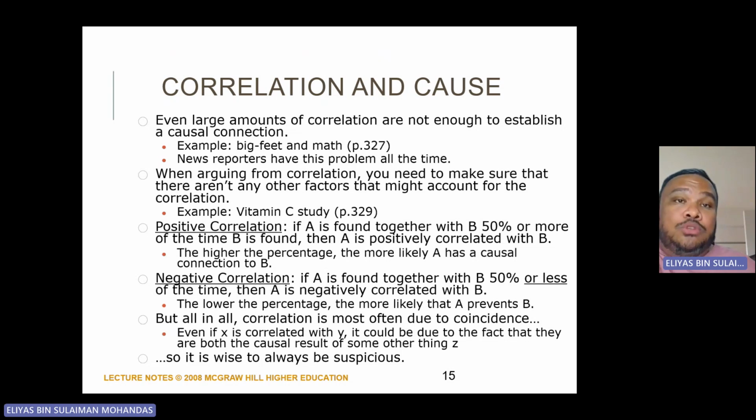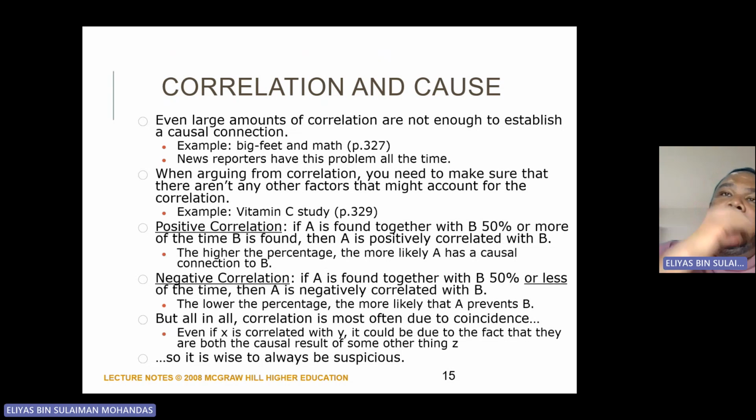If you want to know better about this, you can look at the example on page 327. And when arguing from correlation, you need to make sure that there are not any other factors that might account for the correlation. There's also another example on the vitamin C study, page 329. There are two types of correlation. We call them positive and negative.